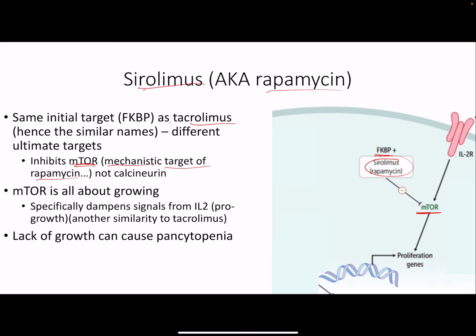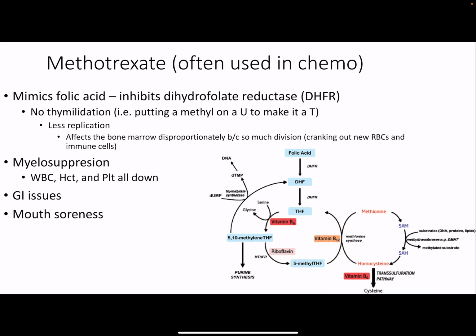Another reason that this is kind of related to the tacrolimus is that one's related to IL-2 production through calcineurin. And this one is related to IL-2 sort of receiving the signal from the receptor. But think about this, IL-2 is for growth. And so this is inhibiting, IL-2 is pro-growth, so this is going to be dampening the signal. So this is causing a lack of growth. And again, that makes sense if you think about mTOR being pro-growth. And the lack of growth specifically within our immune cells can cause pancytopenia.